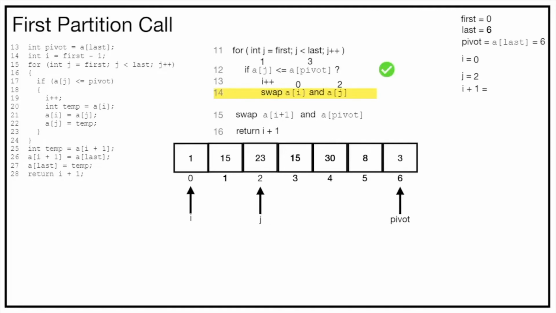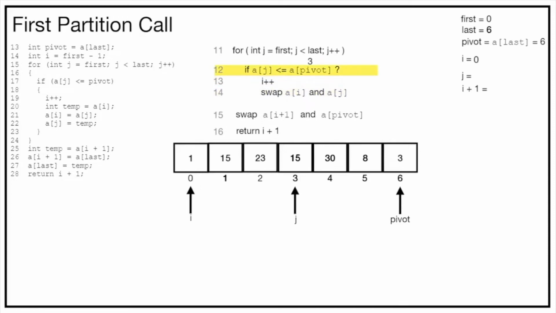Now we continue traversing through the array, comparing element j to the pivot until we reach the index before the pivot. No other swaps will be made. Moving forward, we'll go back to line 12.